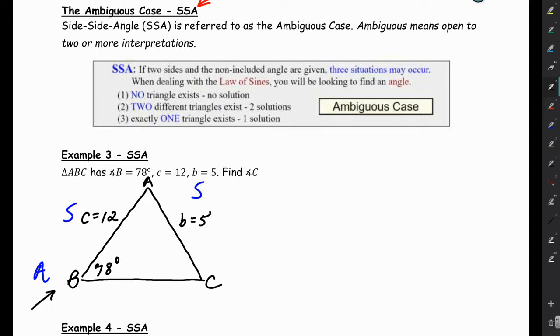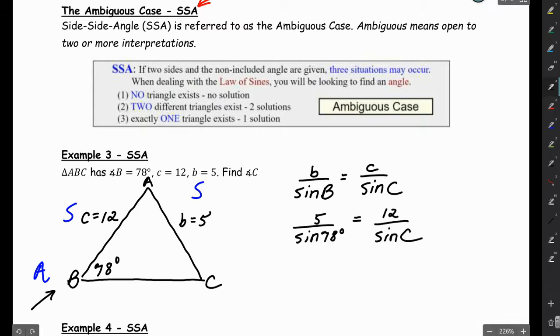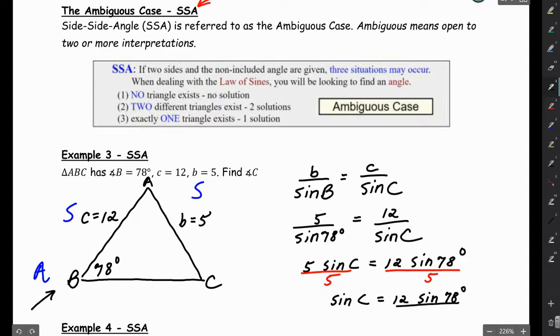First of all, we're going to set up the law of sines. Of course, we're using side C, which means we need angle C, and side B, which means we need angle B. Now we're going to fill it in. We're going to solve for the sine of C, so we're going to cross multiply and divide both sides by 5. So we get the sine of C equals 12 sine 78 degrees divided by 5.